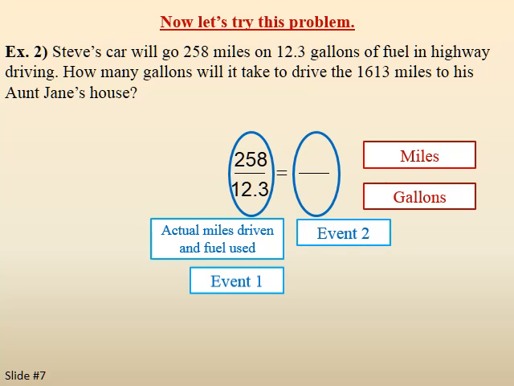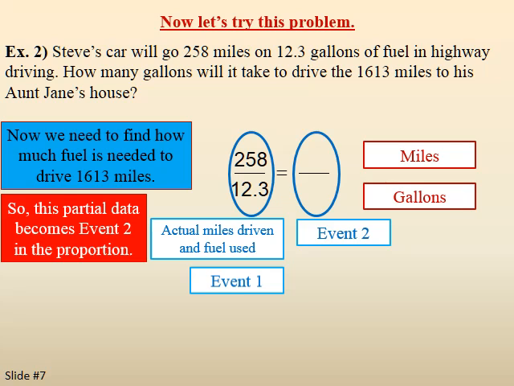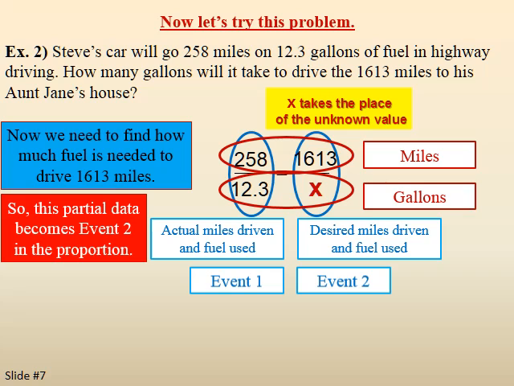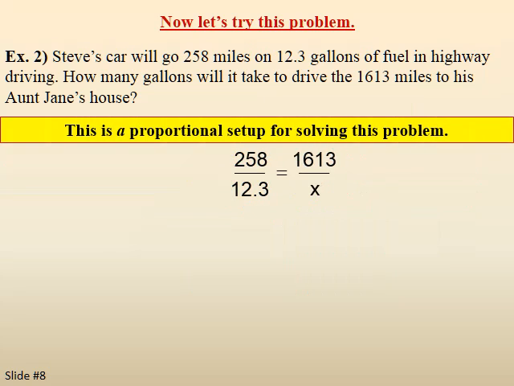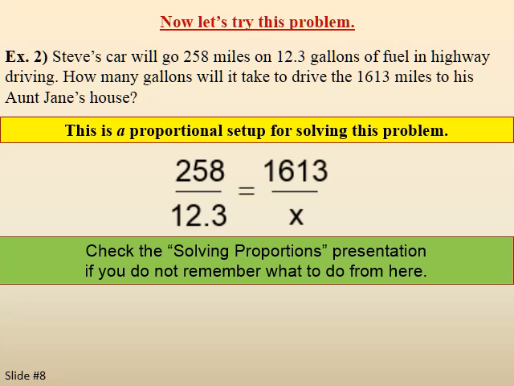Now I need event 2. Well, I don't know how much fuel, but I do have the number of miles. So that becomes the data I'm going to use to set up event 2. Desired miles driven and fuel used. I have the miles, 1,613, so both numerators are now miles, and the denominator's gallons. I don't know what the number of gallons are for this. So there's my setup. 258 over 12.3 equals 1,613 over x. Again, remember, check the solving proportions presentation if you do not remember what to do from here.